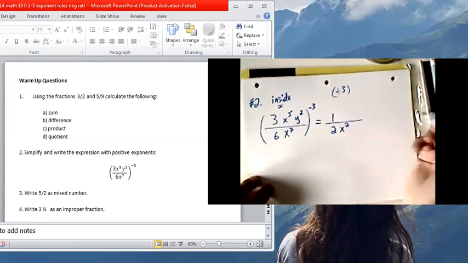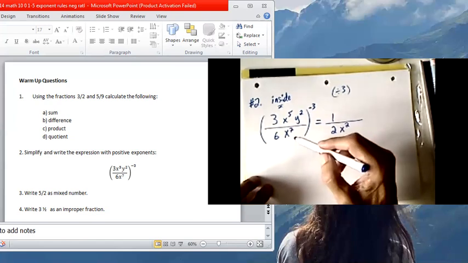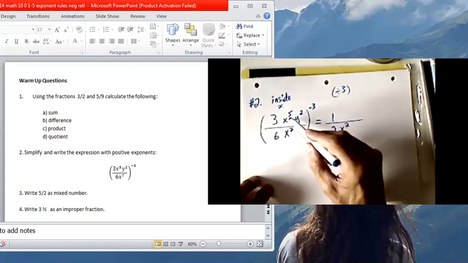Okay. The rule, going back to last day, was also to subtract these. This is a review question.